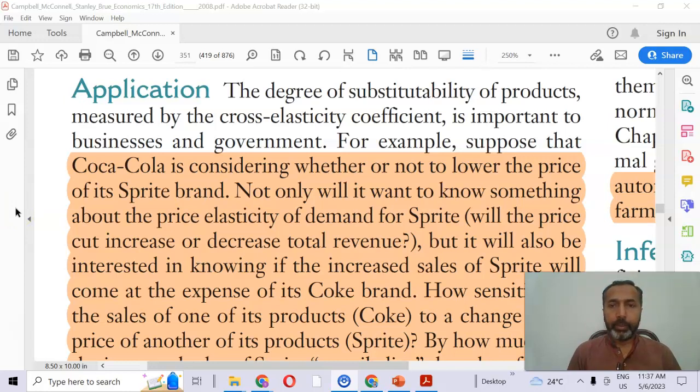See, the degree of substitutability of products, measured by the cross elasticity coefficient, is important to businesses and government.